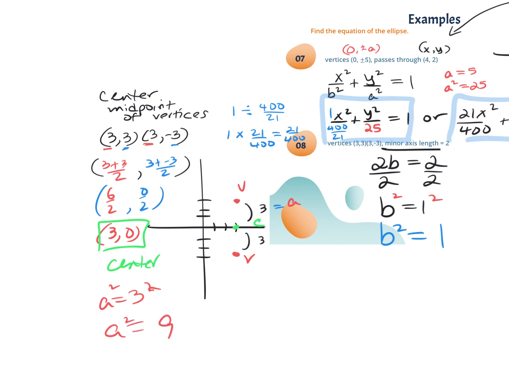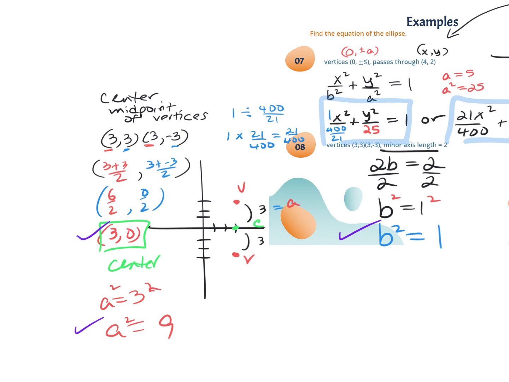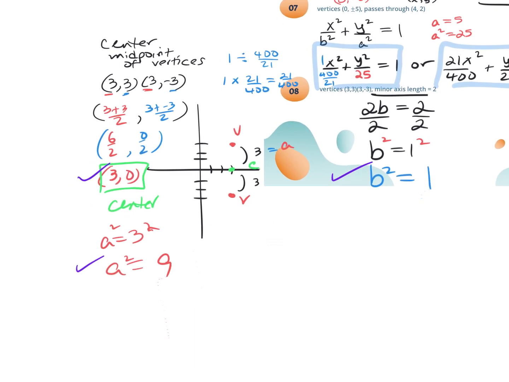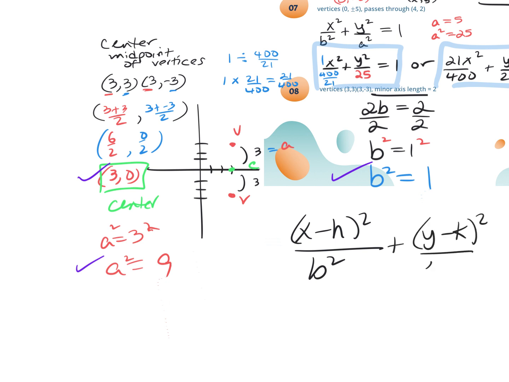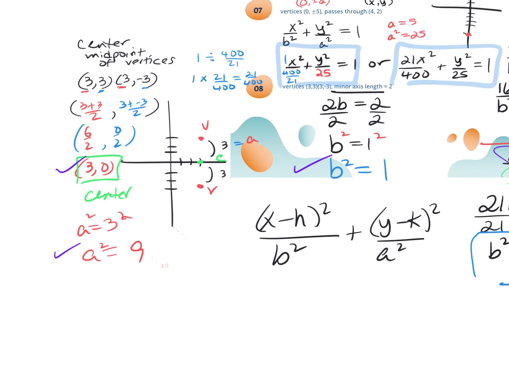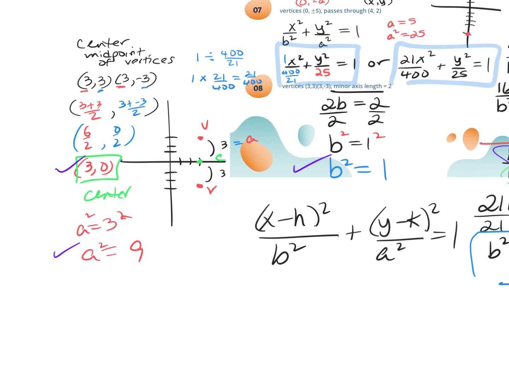And that's all I needed to find because I found my center, my a squared, and my b squared. So now I can go ahead and you can see it's vertical. So we know that the a squared is going to be under the y. So the formula that we're going to be filling in is going to be x minus h squared. B squared is under that because my major is vertical. So a squared is under the y squared. So this is what I'm filling in.